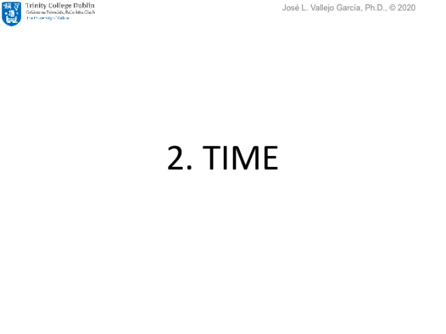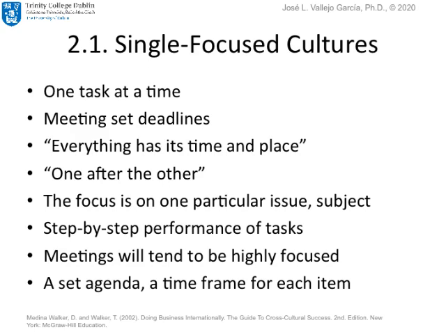The second dimension here is time. Time has different types of orientations to analyze: single focus cultures, multi-focus cultures, and past, present, and future oriented cultures, which we will see in detail. So single focus cultures: one task at a time, meeting set deadlines, everything has its time and place, one after another. The focus is on one particular issue or subject, with step-by-step performance of tasks. Meetings tend to be highly focused, with a set agenda and a time frame for each item.